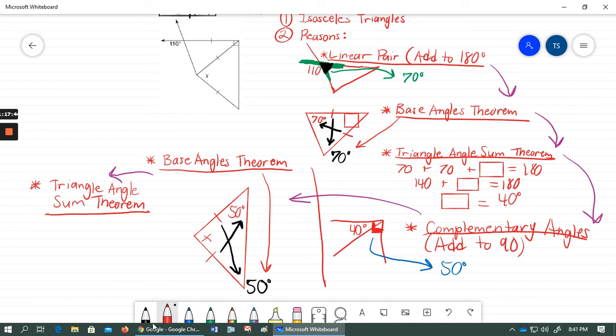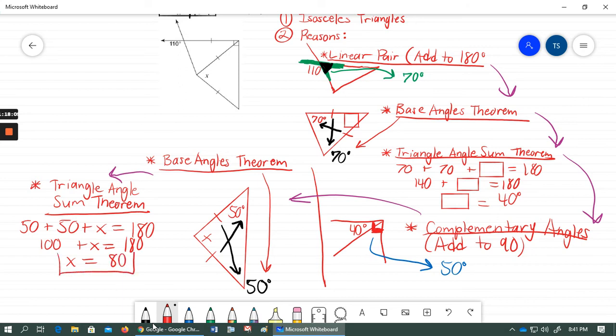All right, so again, we know that all three of those angles, the 50 degrees plus the 50 degrees plus the x, should add up to equal 180 degrees. All right, these two, 50 and 50, give us 100. 100, when we subtract it, we get 80. And then that's what x is.